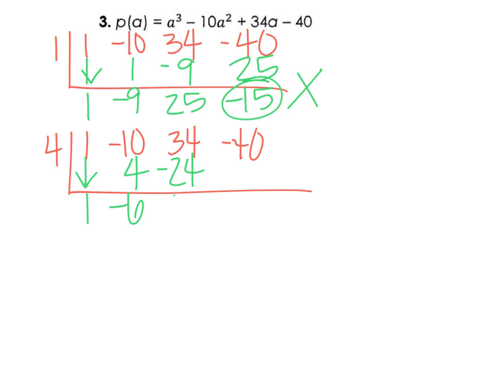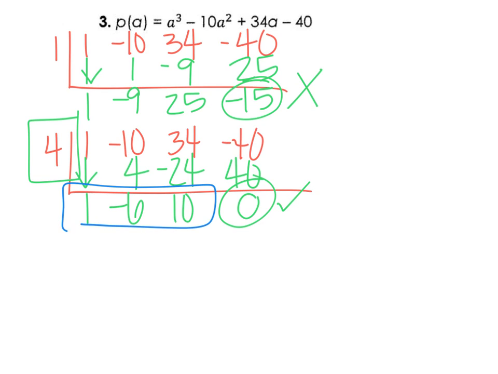Negative 24 gives us 10. 40, we get 0. And look at that, we've got a solution because our remainder is 0. We know that 4 is a 0 of this function. It is a solution. Then we want to take what's left here and write a depressed polynomial. So write our quadratic that's left. We get x squared minus 6x plus 10 equals 0.